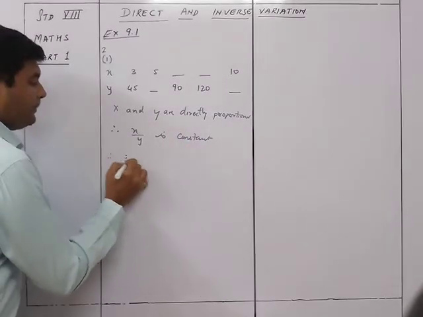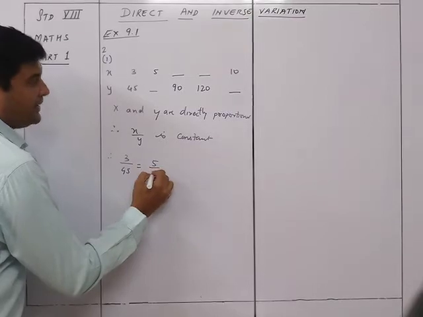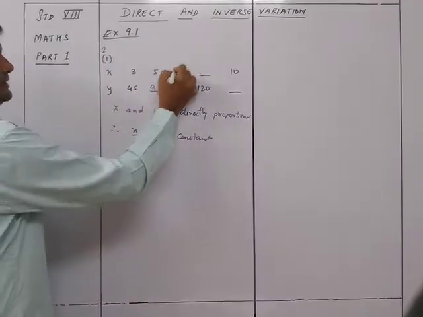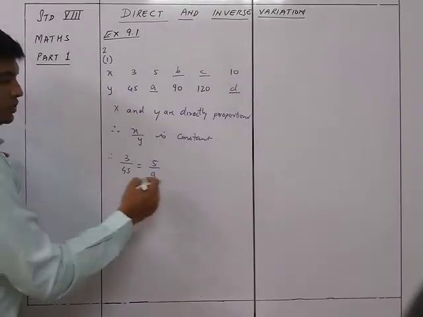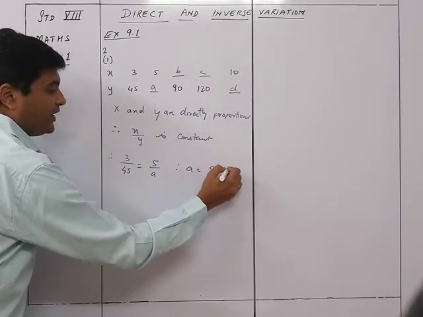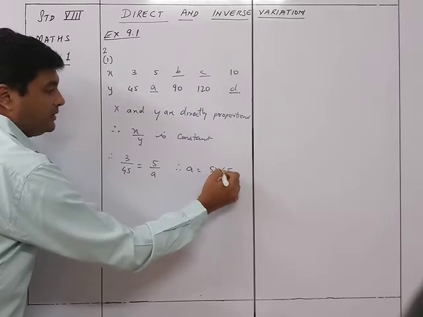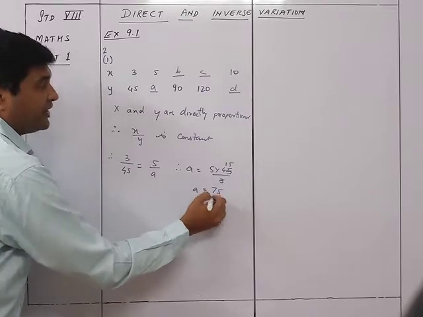Therefore 3 upon 45 is equal to 5 upon a. We will take these as a, b, c and d. So a is equal to 5 into 45 upon 3, that will be 15, so it will be 75. So a is equal to 75.